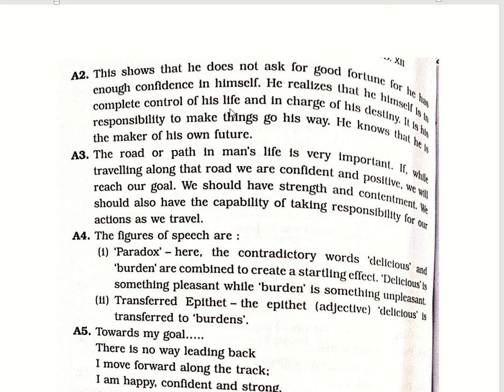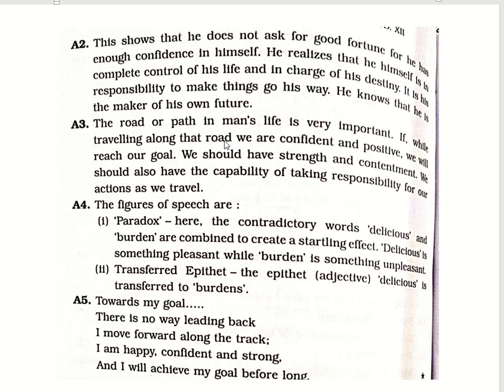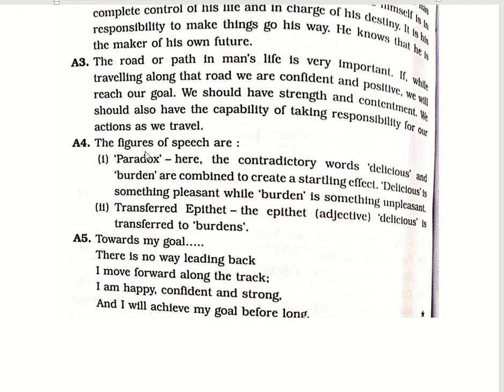See, this is the A2. See the length of the answer, friend: one, two, three, four, 5 lines. So in your handwritten answer it should be 6 to 7 lines. Printed if it is 5 lines, then handwritten should be 6 to 7 lines. See A3, personal response. A4, figure of speech, paradox.